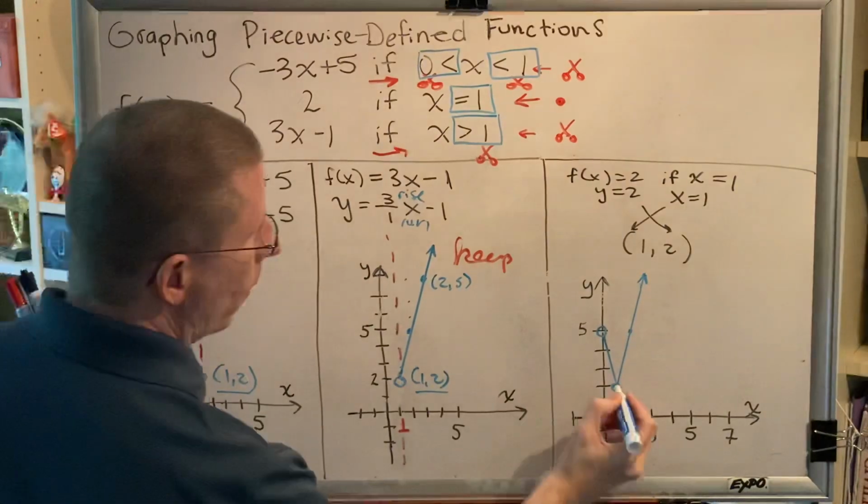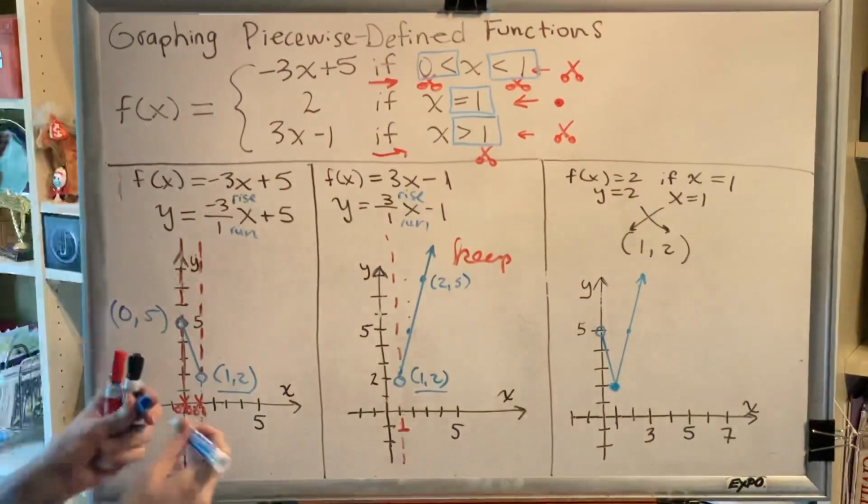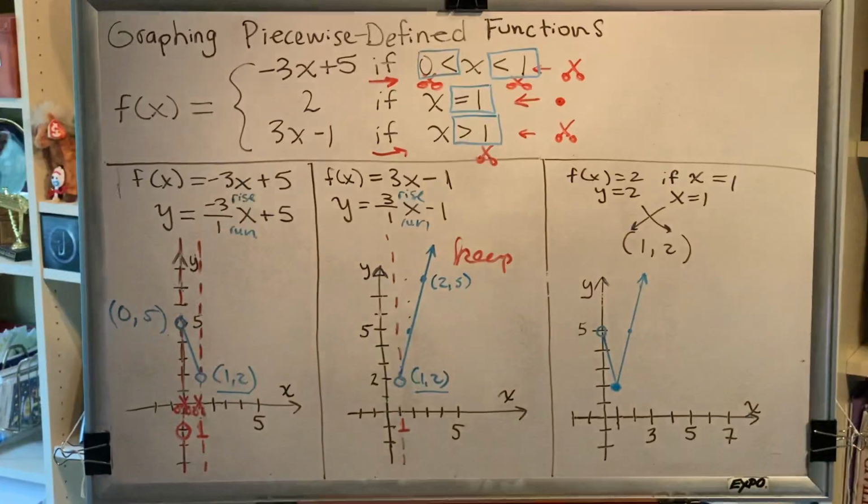So what happens if you have a closed dot and an open dot in the same location? The closed dot fills the open dot. And with that, we are done creating the graph of this piecewise defined function.